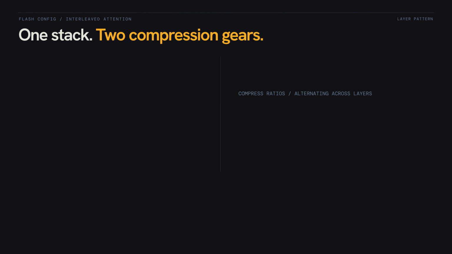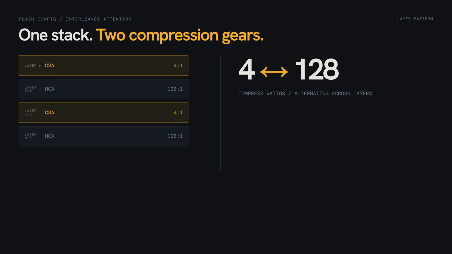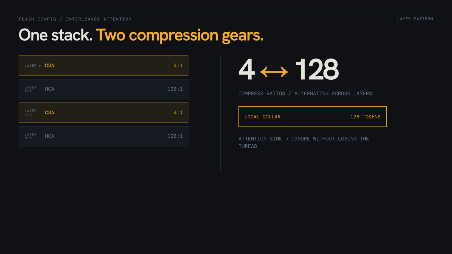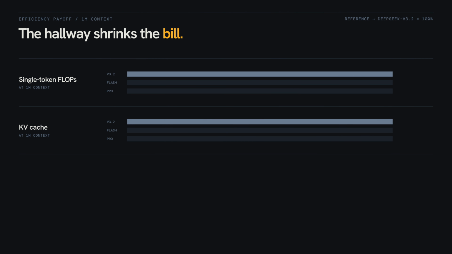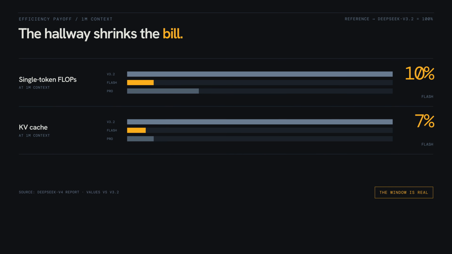In the Flash config, compression ratios alternate roughly 4 and 128 across layers. There's also a 128 token sliding window so local grammar doesn't get crushed, plus attention sinks so heads can politely ignore stuff. At 1 million tokens, Flash uses about 10% of the single-token inference FLOPs of DeepSeek V3.2, and about 7% of the KV cache. Pro is still only 27% of the FLOPs and 10% of the cache. That's why the window is real, not marketing.